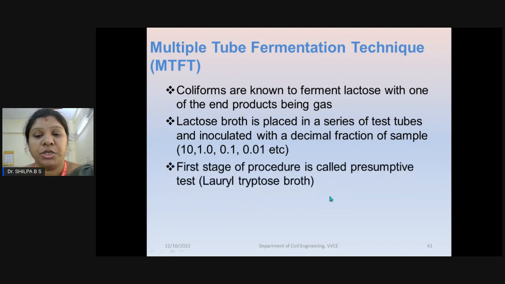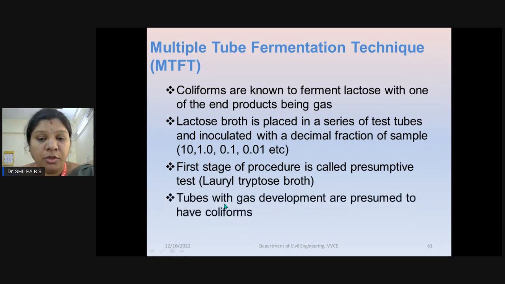So the first stage of the procedure is referred to as the presumptive test. Okay, here in the presumptive test, the broth that we will be using is called lauryl tryptose broth. The tubes with gas development are presumed to have coliforms. So we will add the sample to these lauryl tryptose broth tubes, and then we will plug them, and allow them to sit for about 24 hours at a temperature of about 35 degrees centigrade. After 24 hours, if we find that gas is produced in that particular tube, then that is going to confirm to us that coliform is present in that sample.